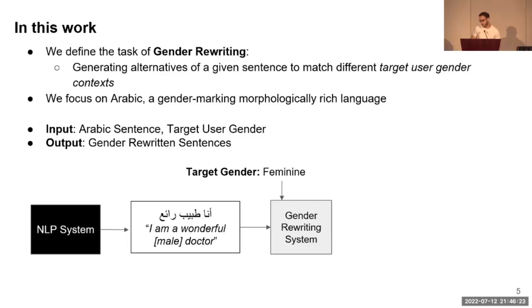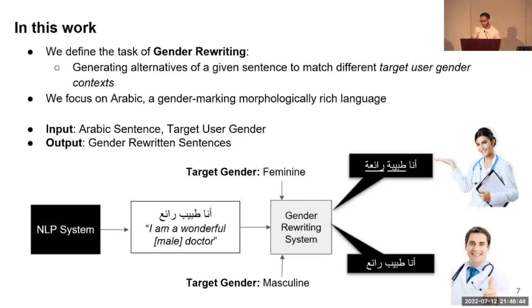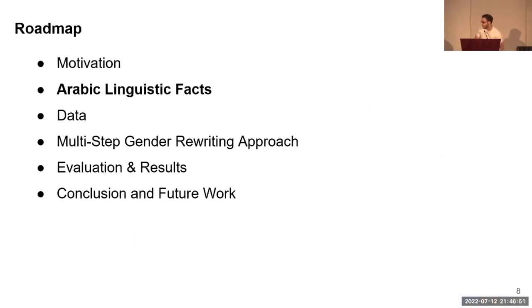So for instance, if the input sentence that we are dealing with is the masculine Arabic translation of I am a wonderful doctor, and our target user is a female doctor, the system would basically rewrite that input sentence to its feminine form. However, if the end user was a male doctor, the input sentence will be passed to the output as it is, since it was already in its masculine form. Now, before we go into the data and the model we built, we would give an overview of Arabic linguistic facts, given that not many of you speak Arabic.